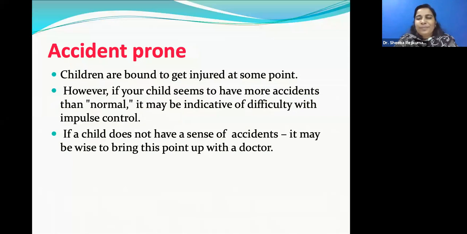They're accident prone. These parents get fed up bringing these children to hospitals. Most of the time, a torn hand, a torn leg, a broken leg, all these things can happen. So they are bound to get injured at some point. However, if your child seems to have more accidents than normal, continuously getting plastered on his limbs, it may be indicative of a problem with impulse control. If a child does not have a sense of accidents, it may be wise to bring this up with a doctor.